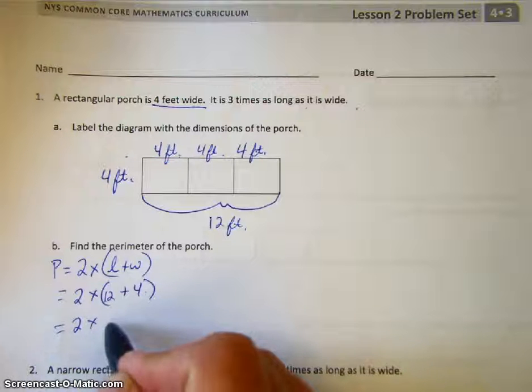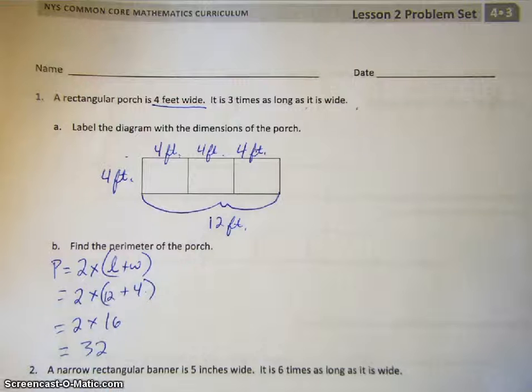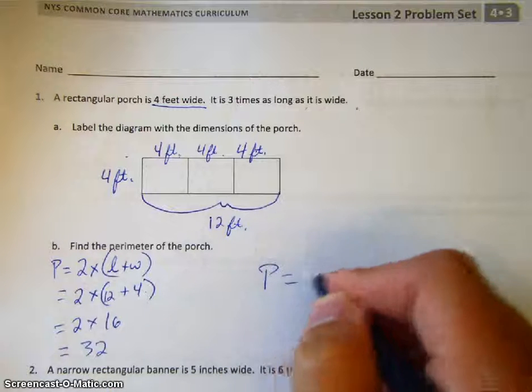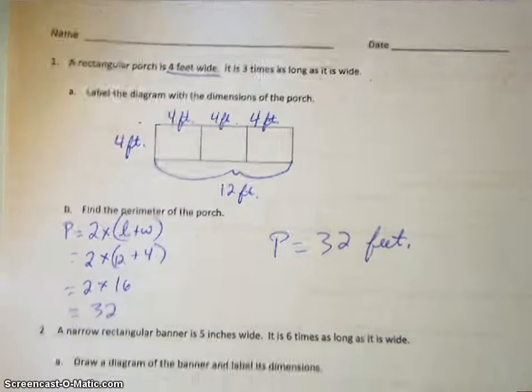Then 12 plus 4 gets us 16. And we know that 2 times 16 is 32. So the perimeter equals 32 feet. Okay, moving on to number 2.